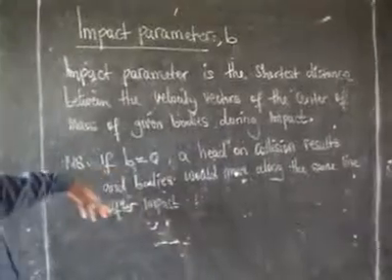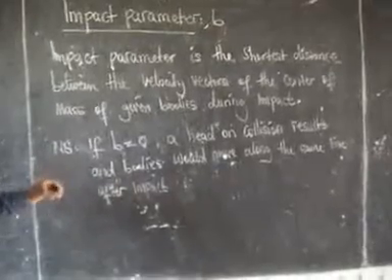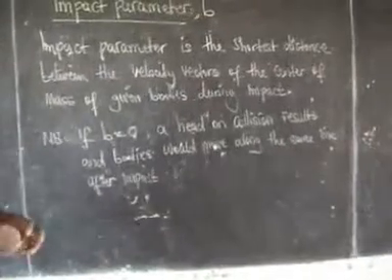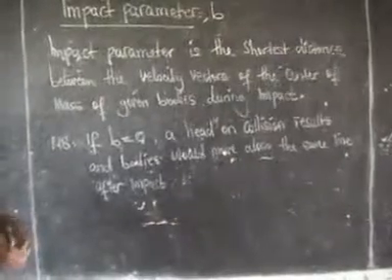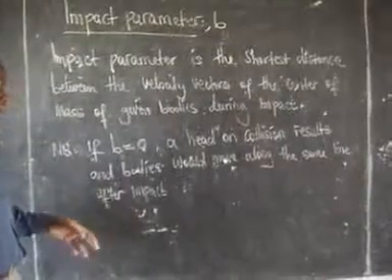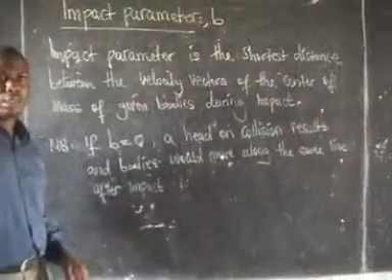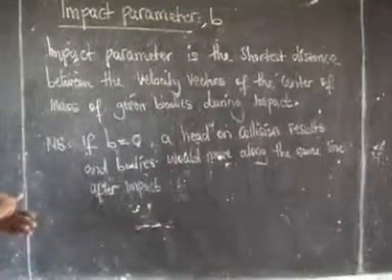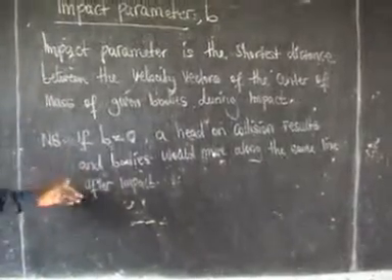If B is not equal to 0 and it is less than the dimension of the bodies, in this case if I take the bodies to be spheres, so if B is less than the diameter of the spheres, then a glancing collision would result, and after impact the bodies would not continue moving along the same straight line. In that case, each would move at a certain angle from their line of impact.